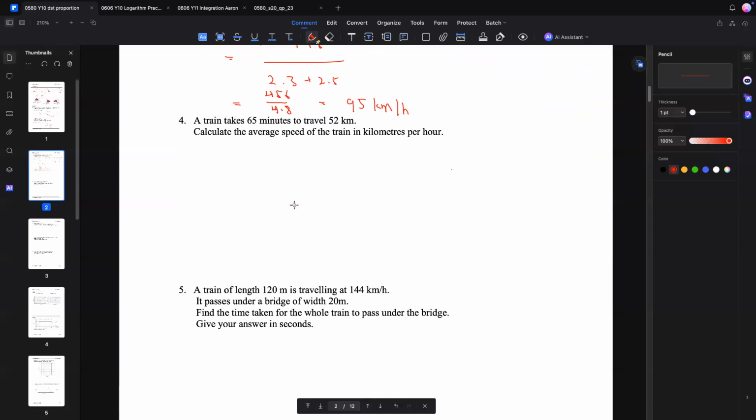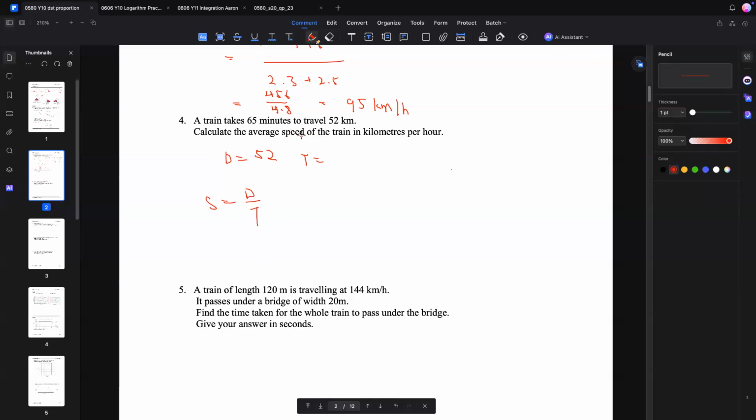Okay, let's move on to the next question. A train takes 65 minutes to travel 52 kilometers. Calculate the average speed of the train in kilometers per hour. So we already have our distance here, which is 52. And then we got our time in minutes. We want it in hour. Okay, so speed equals distance over time.